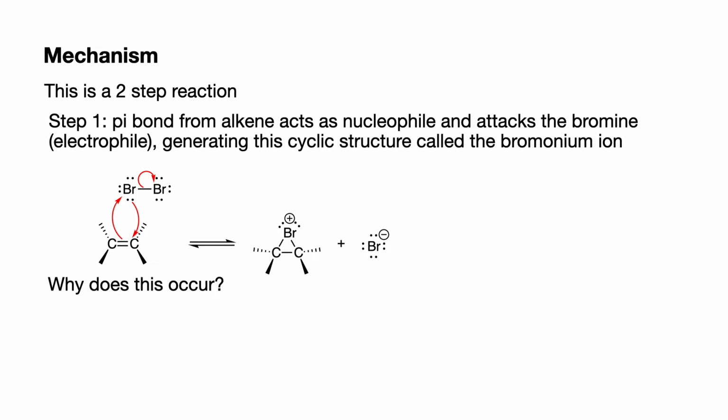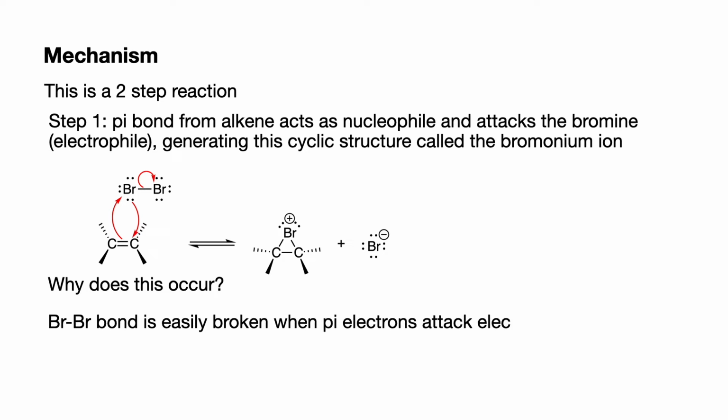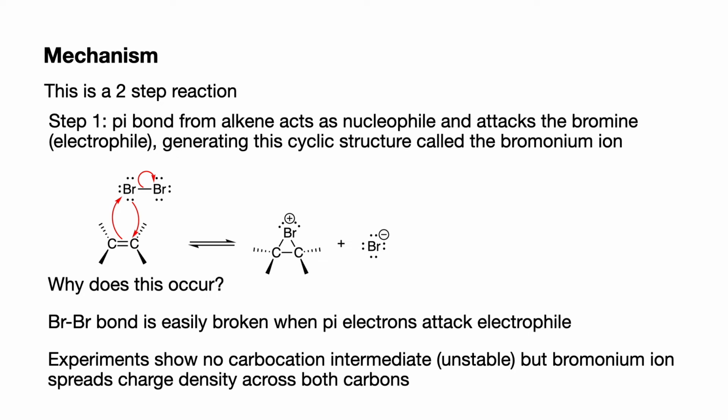Now, why exactly does this occur? Why do we have this cyclic structure? So we know the Br-Br bond is easily broken when the pi electrons attack the electrophile. And we know that there's no carbocation intermediate. If we had a carbocation intermediate, it would be pretty unstable. Experiments show that it's not there. But the bromonium ion is able to be somewhat stable enough to be an intermediate because it spreads charge density across both of those carbons.